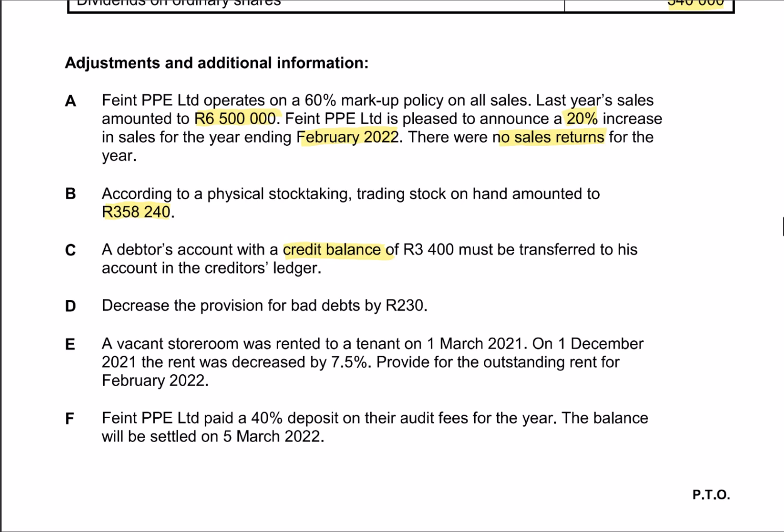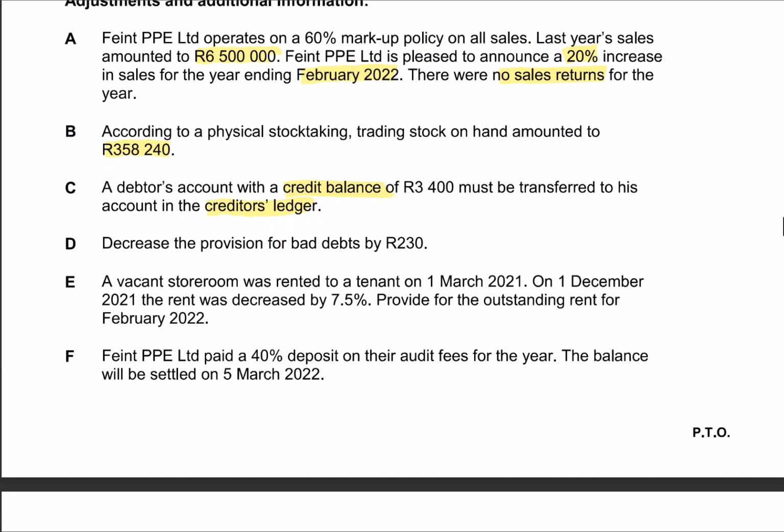So they buy goods from you, you buy goods from them. In this particular instance, they paid you more, so you need to transfer whatever they paid you more to their creditors ledger. These debtors ledger and creditors ledger are dealt with in grade 10. You should be very familiar with that. Decrease the provision for bad debts by 2,213. So once they say decrease, that's an income.